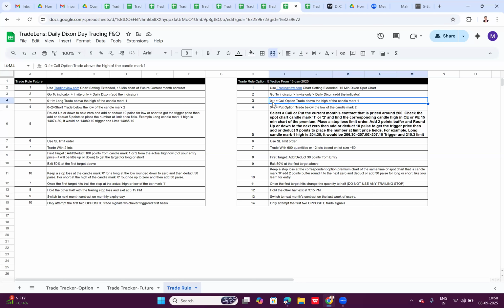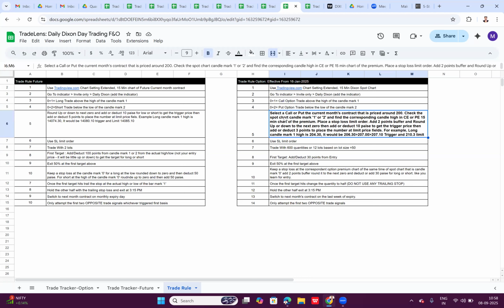Below the low of the 0 candle, we will place a stop loss. Whenever we got 0 plus 2, in options we are buying. So in options, whenever we got 0 plus 2, we will place a proper entry as per the 2 candle, and we will place the stop loss as per the 0 candle.